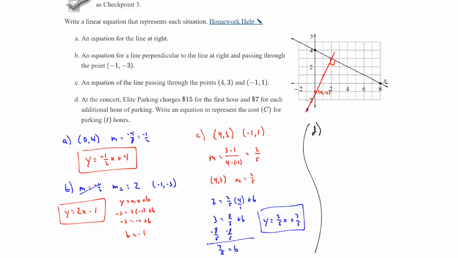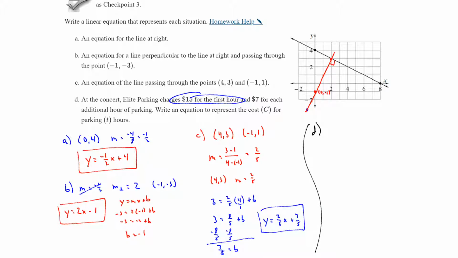And the last one, what do we have here? D. At the concert, Elite Parking charges $15 for the first hour and $7 for each additional hour of parking. Write an equation to represent the cost for parking in T hours. So when you look through here, what information do we have? They charge $15 for the first hour, so that's a one-time initial fee, and then $7 for each additional hour of parking. So we want to write an equation to represent the cost for the parking.